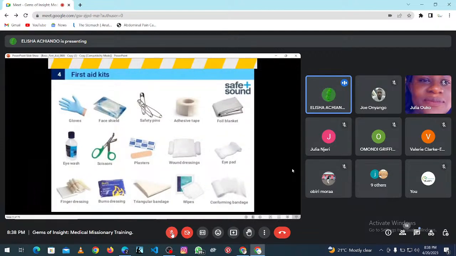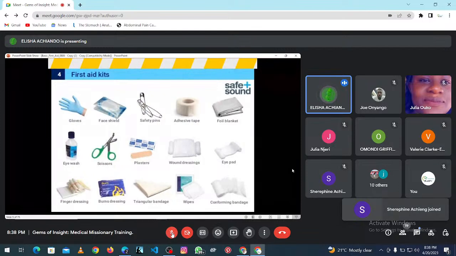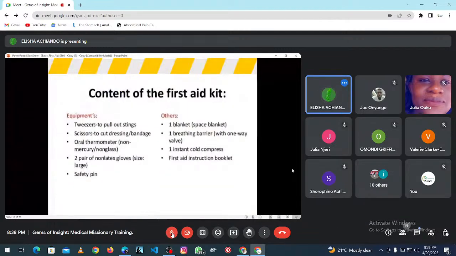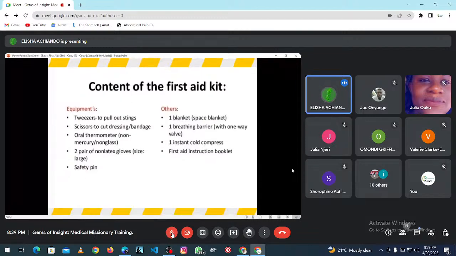So on the first aid kit, I'm very sure you know what is contained in a first aid kit. I've listed them there: the gloves, the face shield, the safety pins, the plasters, the cotton wool, the pads. We have the band dressing, the finger dressings, and all that. I won't talk about that for now. I'll send you the notes, and you'll be able to go through them.